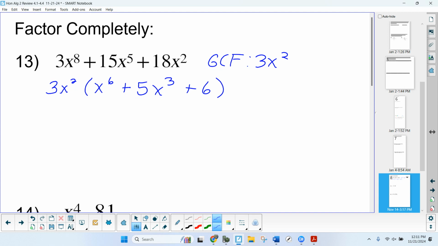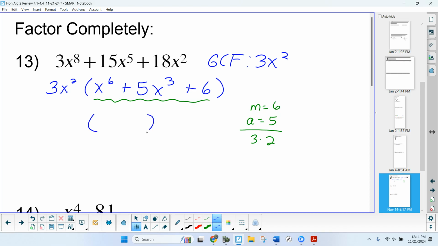Now, what's left, Jarrett, is a trinomial, and A is 1. Now you have to ask yourself, it's not x squared, it's x to the 6th, but does it follow the pattern we can factor? It's the same rules that apply. A is 1, so what adds to give you 5 and multiplies to give you 6? 3 and 2.